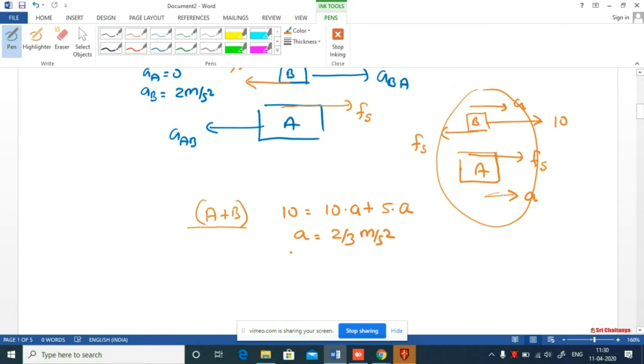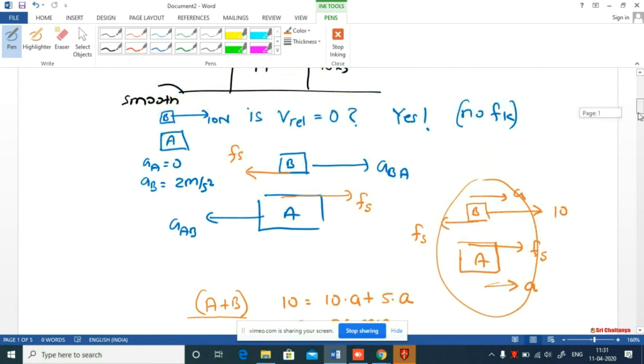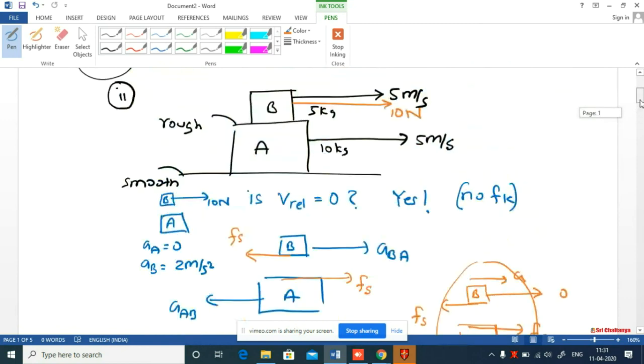So the actual acceleration is not 2 for B and 0 for A, it's 2 by 3 for both of them. And then what's the value of static friction? So I'll draw only the FBD of A, and you will see that static friction is the only force acting on it. It will be equal to mass of A into acceleration of A, that is equal to 20 by 3 Newton.